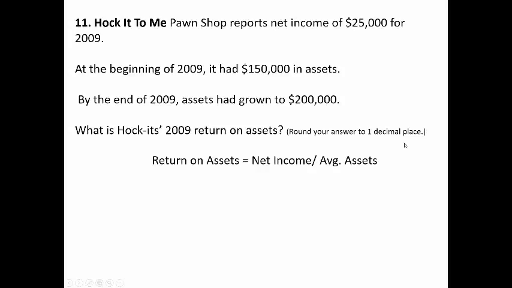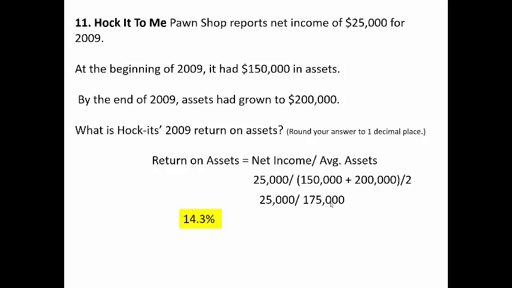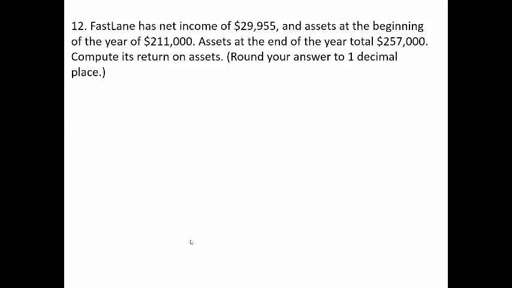So, return on assets equals net income divided by average assets. In this case, we've got $25,000 of income divided by $150,000 plus $200,000 added together and then divided by 2, which looks like it's going to be $25,000 divided by $175,000, and that's going to give us a 14.3% return on assets. And that's our first answer. Number 12.